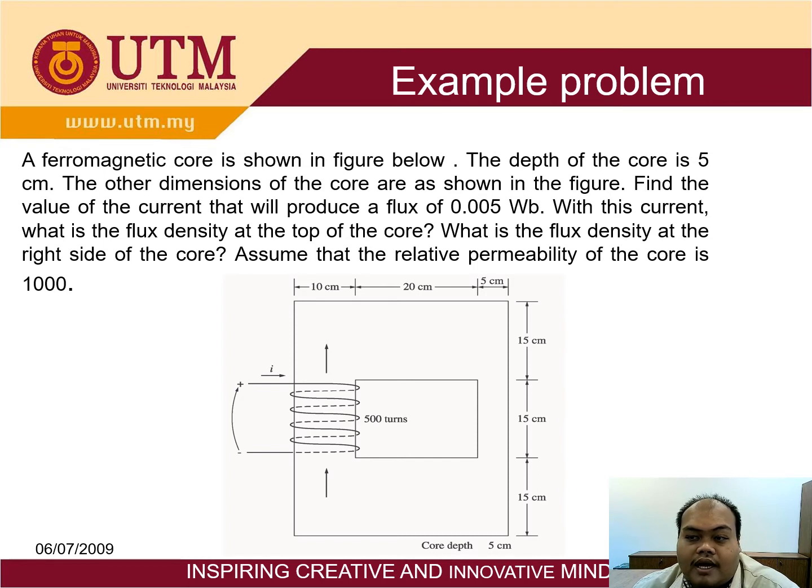What is the flux density? You have to calculate the flux density at the right side of the core. Flux density is B. Remember B equals flux divided by A. So that is the question. First I will show you how to determine the dimension.